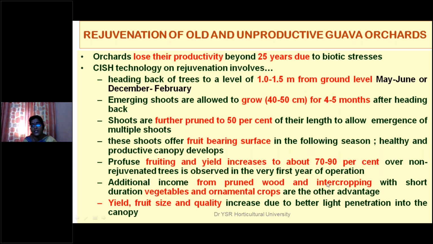So apart from rejuvenation of the orchard, we can get additional income from the pruned wood, and we can also go for intercropping with short duration vegetables, or we can convert this orchard into high density planting by planting new plants. By doing rejuvenation, you will get improved fruit quality with better fruit size, and yields are also increased because of better light penetration.